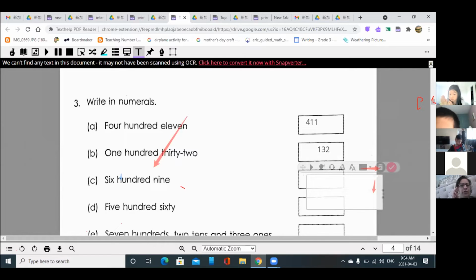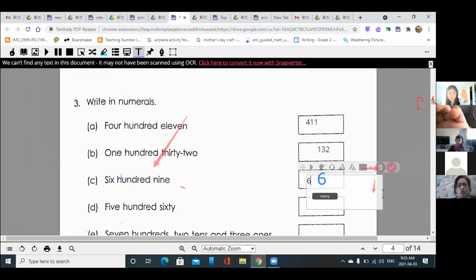Can you tell me the three numbers you needed, Andrew, to make 609? So think about it, Andrew. We need 6 to represent the hundreds. And think about something else, Andrew. We don't have any tens, Andrew.